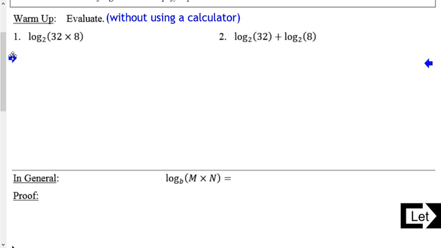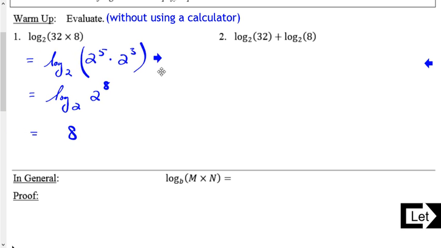All right, for question number 1, here's what I did. I rewrote the 32 as a 2 to the exponent 5 and the 8 as a 2 to the exponent 3. So I can multiply these two powers with the same base. When I do that, I can add their exponents. Now you'll recall that if I have a log base 2, this logarithm is saying if I was to rewrite this number as a power base 2, the logarithm gives me the exponent. Well, 2 to the 8th is already a power base 2, and so the value of this logarithm is the value of this exponent, and there's the result that we get.